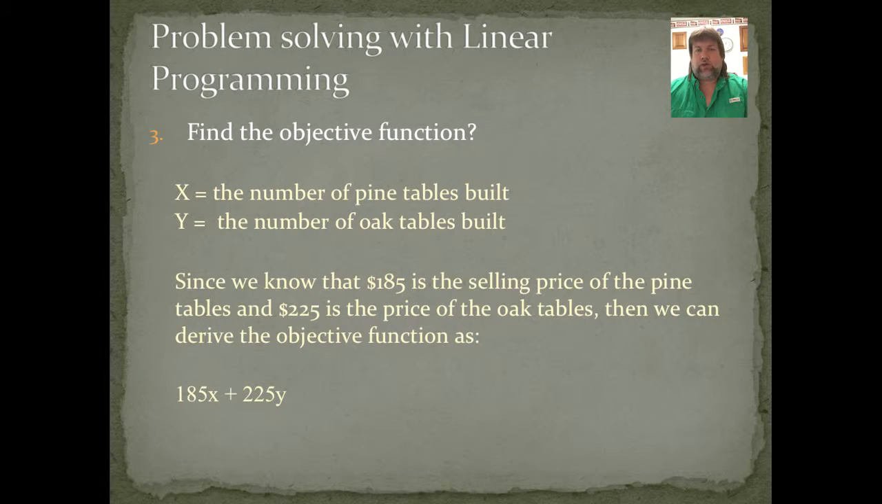Now let's define the objective function. Since we know that each pine table is $185 and x represents the pine tables, and we know that each oak table costs $225 each, and y represents the oak tables, then we can find the objective function to be 185x plus 225y. This should answer our question.